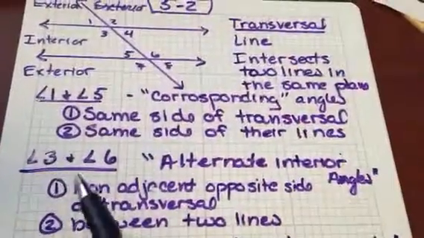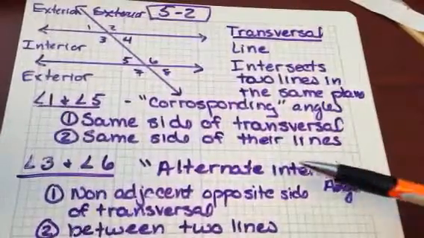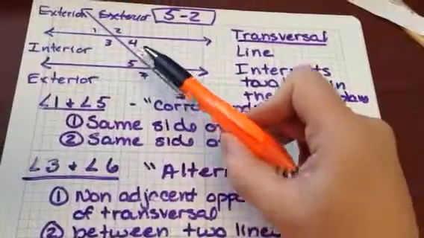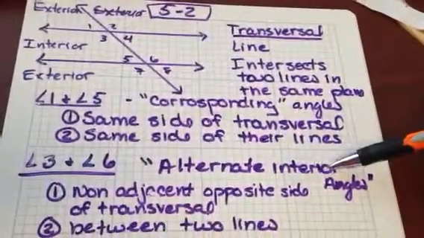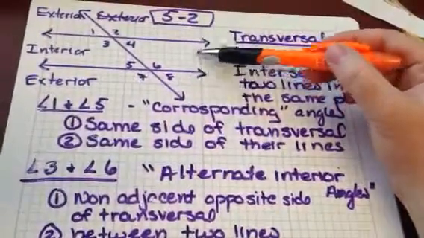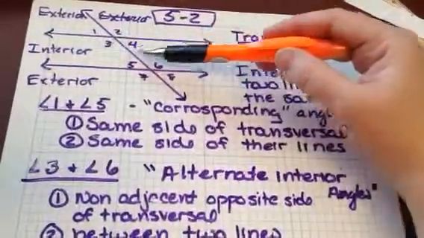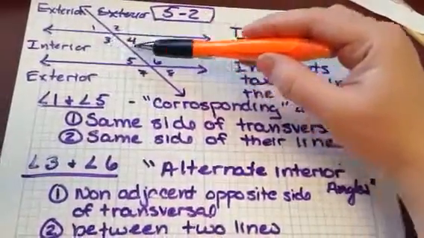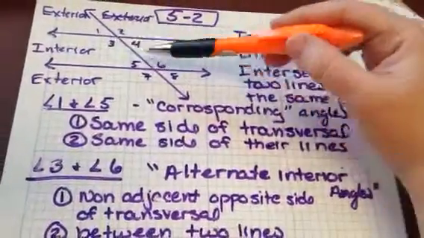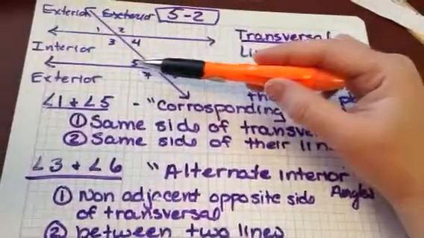Now, angles 3 and 6, we're calling those alternate interior angles, and they are alternate because they're on the opposite side of the transversal line. We call them interior angles because they're inside the two parallel lines. So 3 and 6 are alternate interior angles. They are also not adjacent. They can't be adjacent. So 3 and 6 would be alternate interior angles, and the other pair would be 4 and 5.